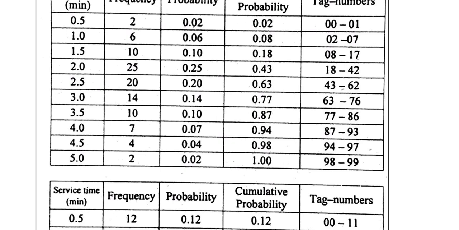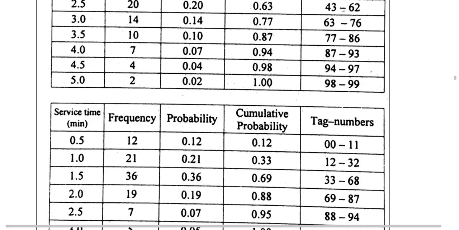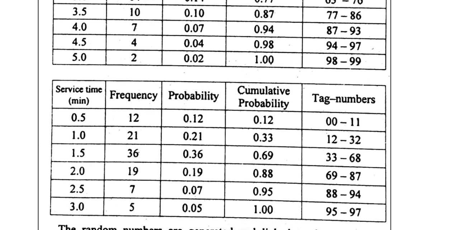Then after that we have to frame the tag number. How will you frame the tag number? If it is 0.02, initially it is 00 to 01, and 0.08 means 02 to 07, 0.18 means 08 to 17, 0.43 means 18 to 42. Similarly, we can generate it up to 98 to 99. And then the service time is random.